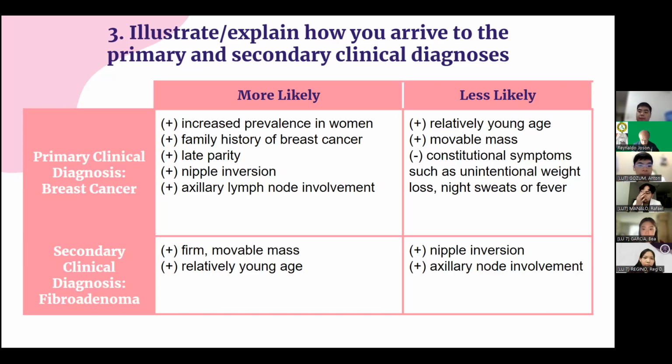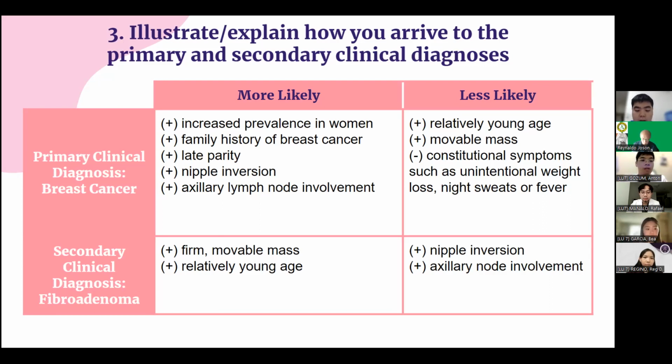Late parity is described as having a first pregnancy or a first child after the age of 30 years old. Our patient had her first child at the age of 32 years old, so this makes her have late parity. This is important because 8 out of 10 breast cancers are hormone receptor positive. So these cancers need hormones such as estrogen and progesterone to grow. The excess exposure to estrogen raises the cancer risk.